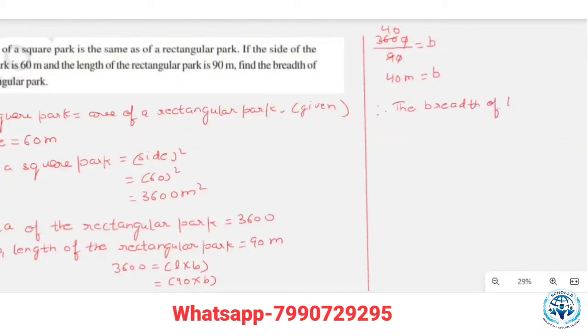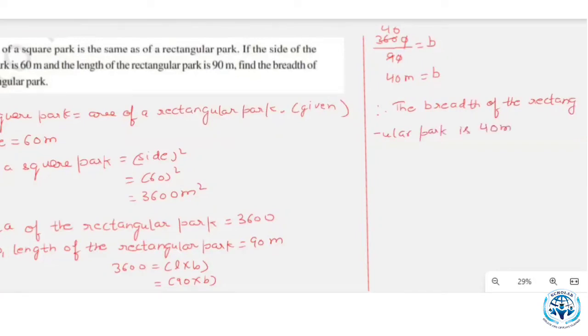Now the breadth of the rectangular park is 40 meter.